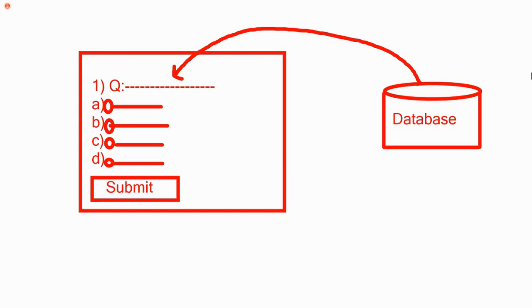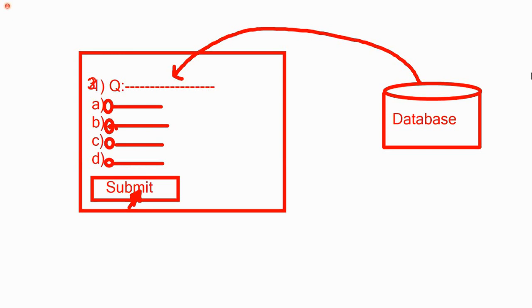Now, the question comes from the database. First question displayed. You selected one answer and clicked the submit button. Then what will happen? The second question comes. Again, you selected one more answer and clicked the submit button. The third question comes. First question, you gave an answer. Second question, you gave an answer. Third question came, but suppose you are not giving an answer.